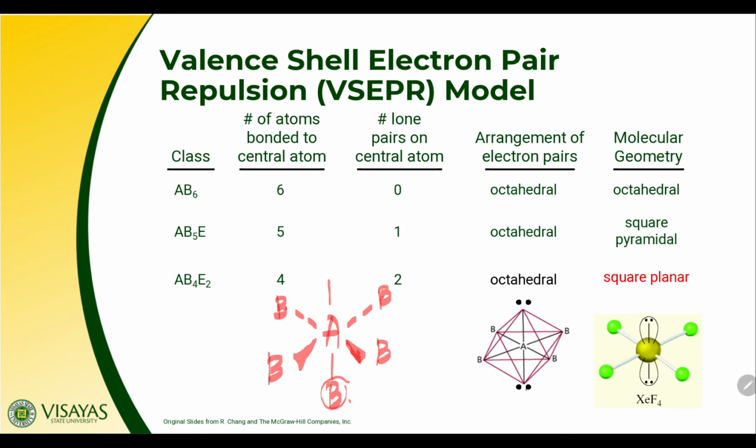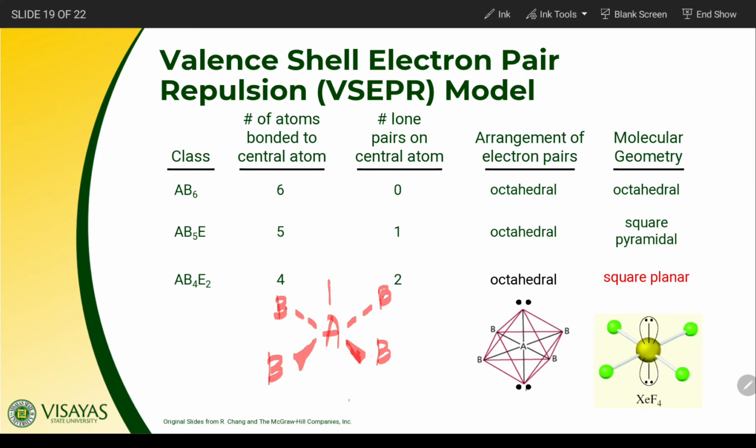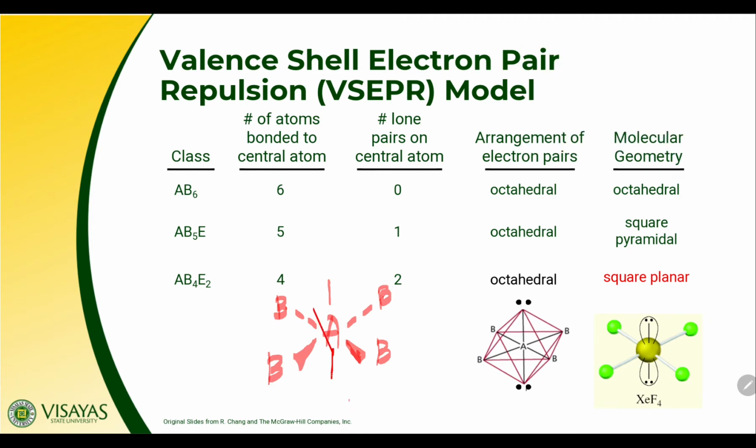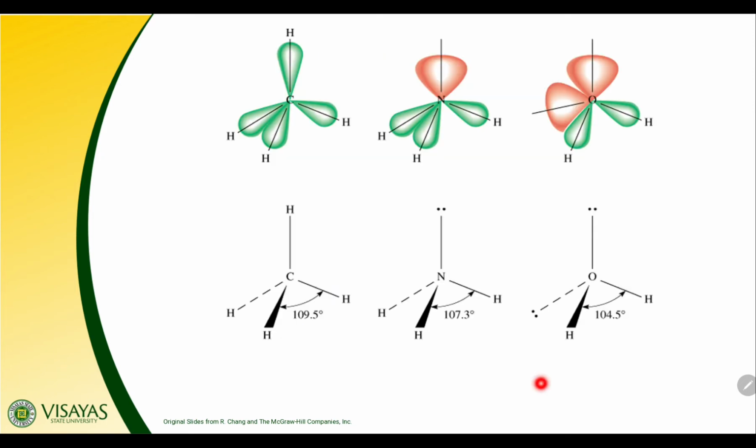So we will remove this and this one here, and replace this with a lone pair. Okay, so this is our AB4E2 with square planar geometry. Okay, next.